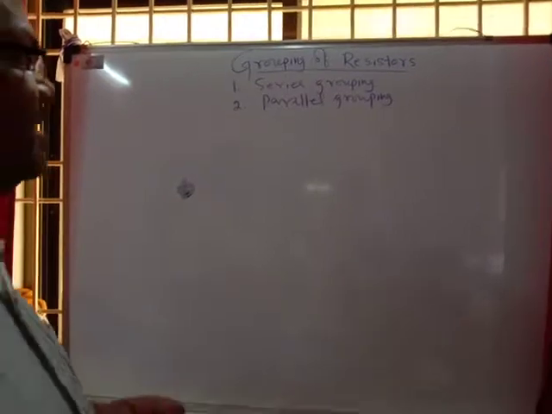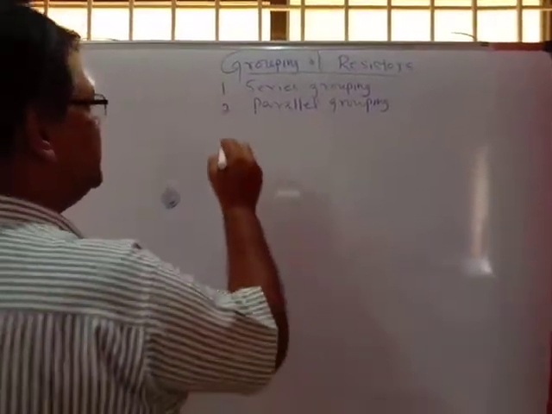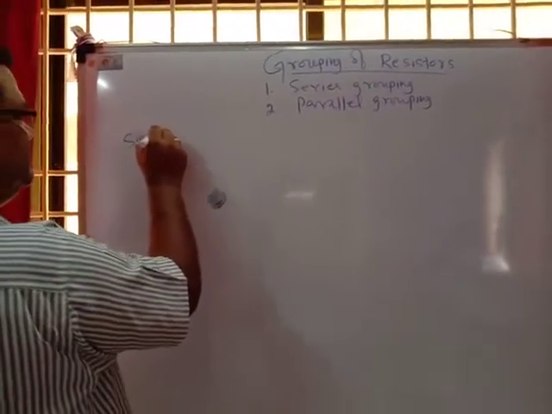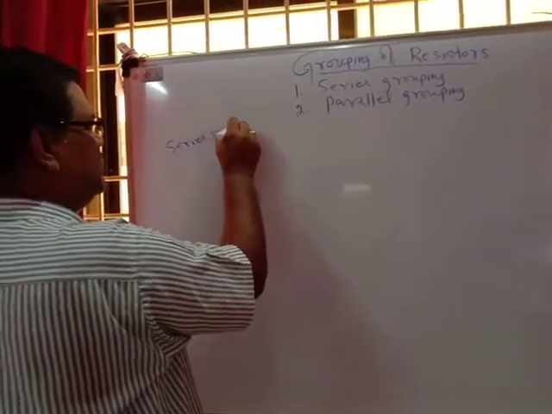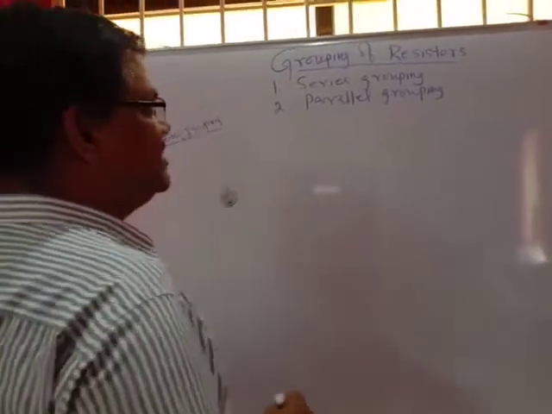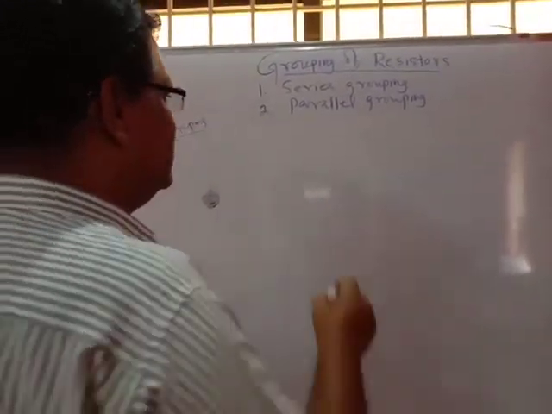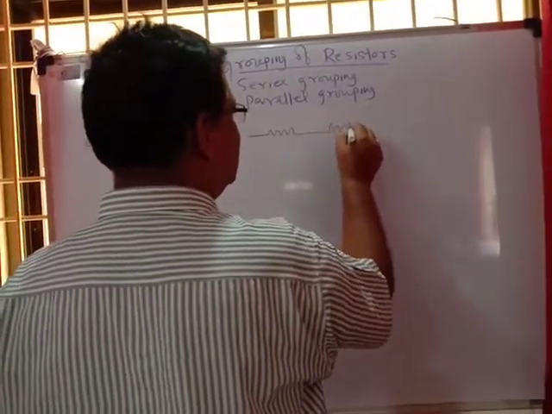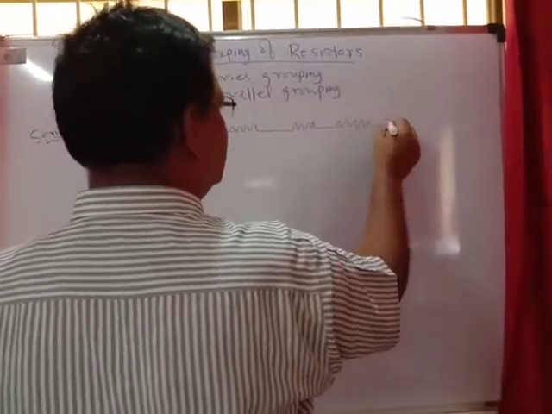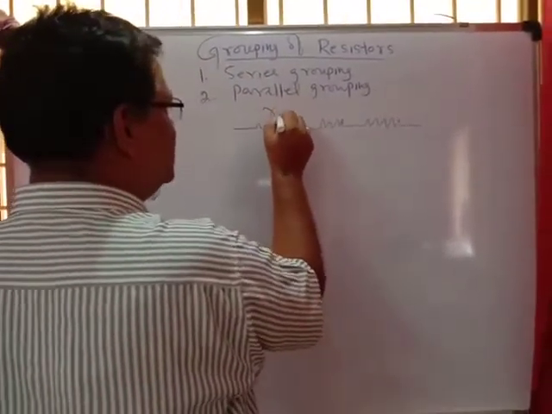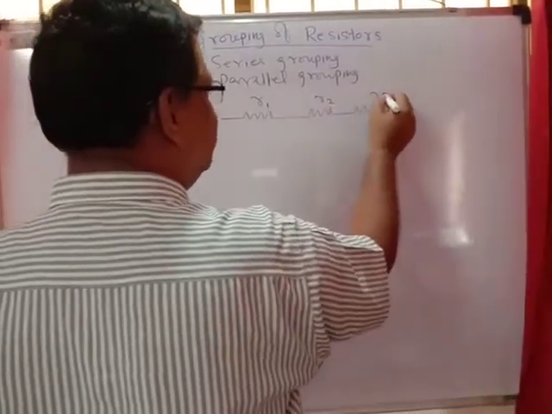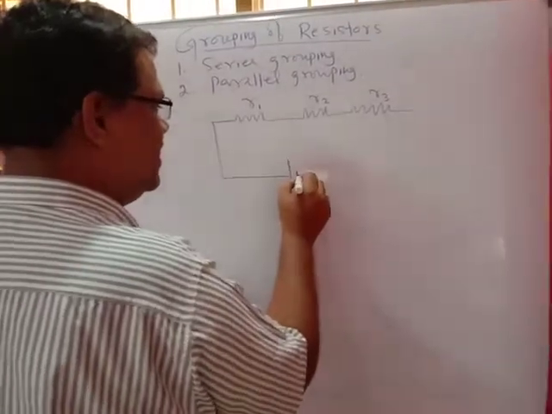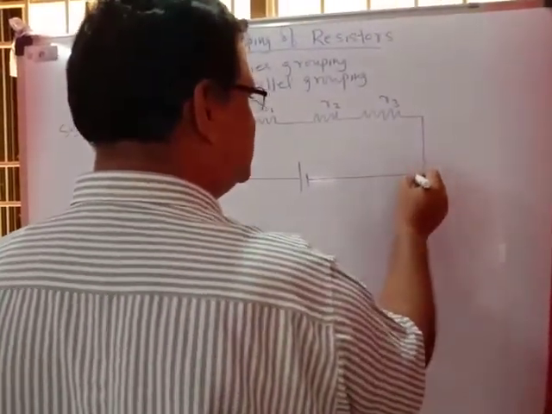Which type of grouping is called the series grouping? This type of grouping is called the series grouping. This is series grouping, where the resistors are connected in series. So this is one resistor, you take it as R1. Suppose we have taken three resistors: this is R1, this is R2, this is R3, and they are connected to the cell like that. So what will happen?